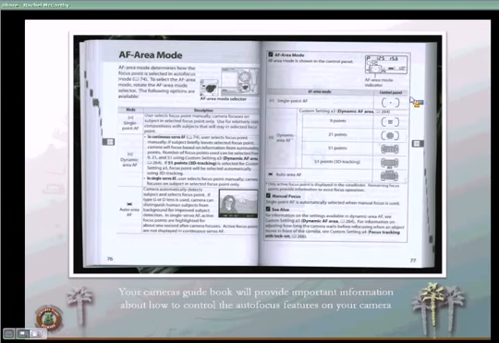Some of them have a single spot that's just right in the middle. So you're going to have to read the instruction book on your camera and find out how the autofocus works. And then when you take the picture, make sure the autofocus point is on the specimen you're interested in.